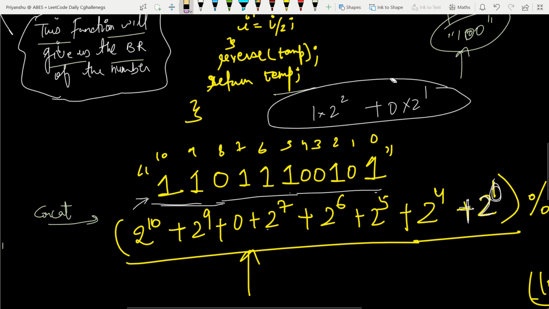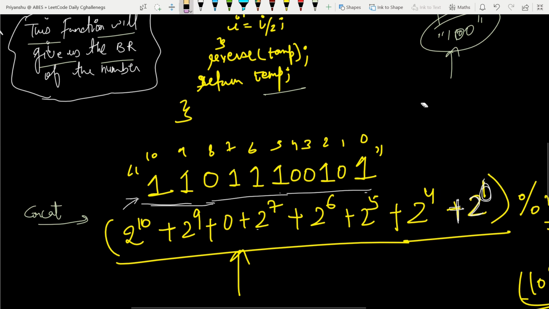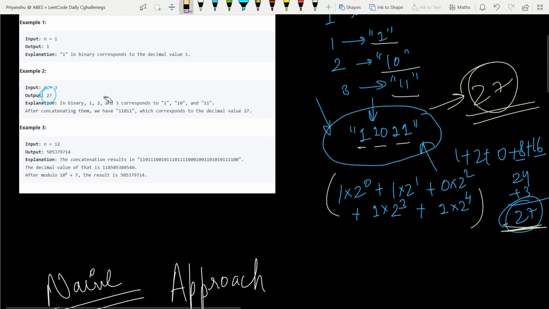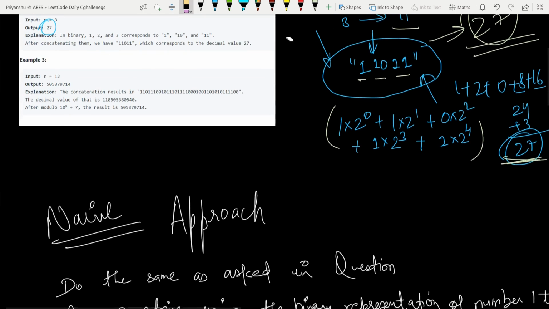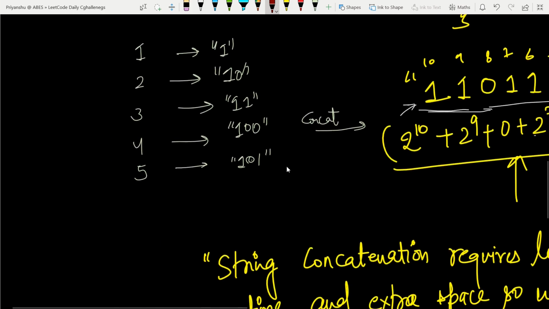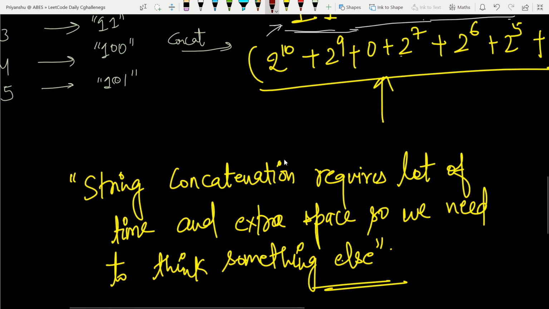Now this is done, but this will result in a larger value that will exceed the limit of an integer. So we apply mod here as given in the question, 10 raised to power 9 plus 7, so that it remains inside the integer range. This approach is good, but it requires more time complexity and space complexity to store the string representation firstly, and to compute the string representation for each of the numbers from 1 to n.